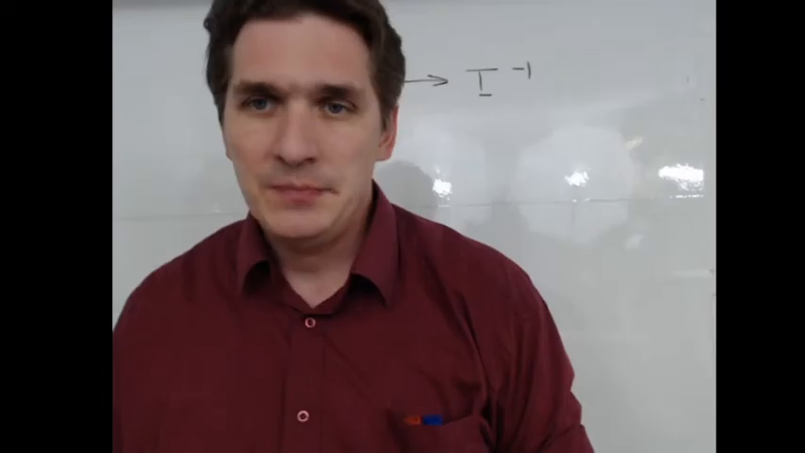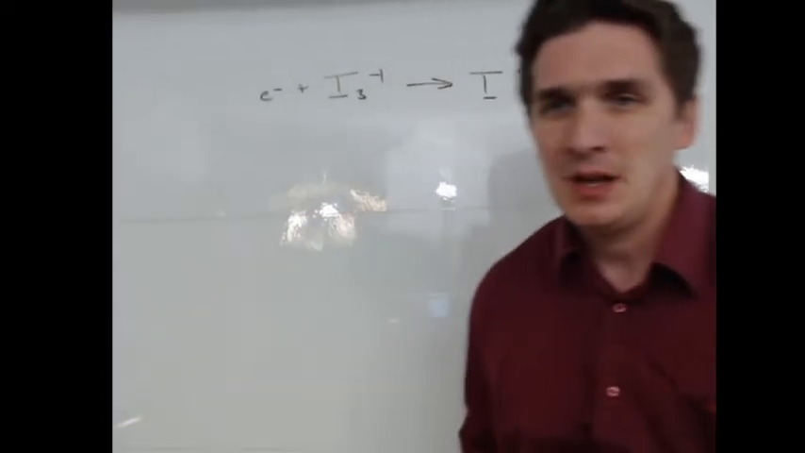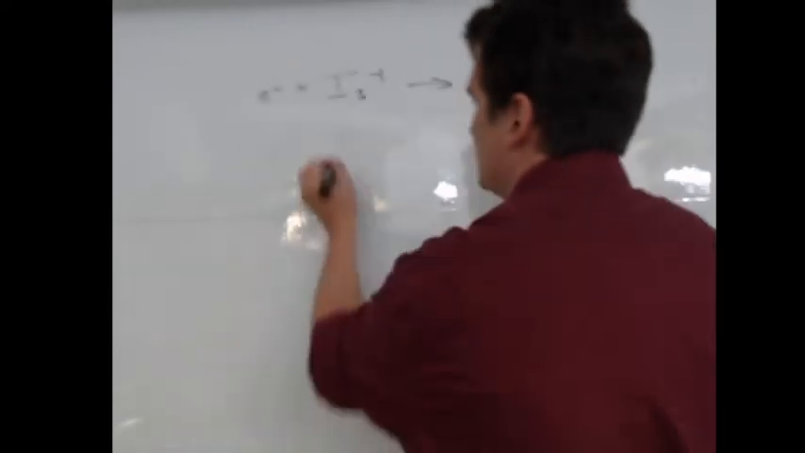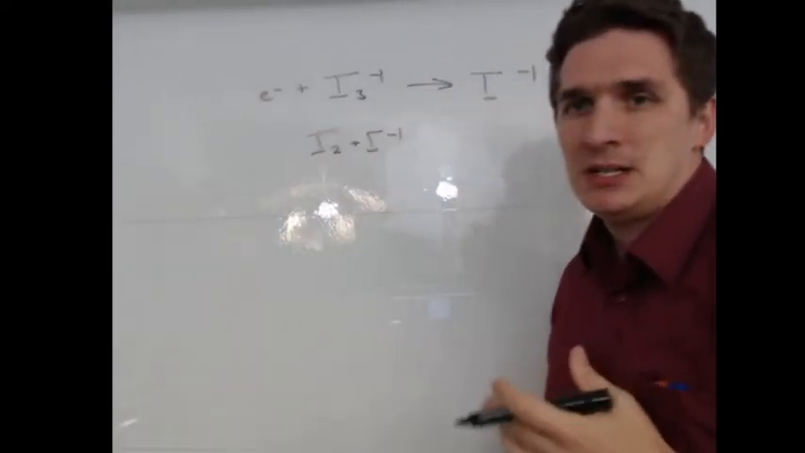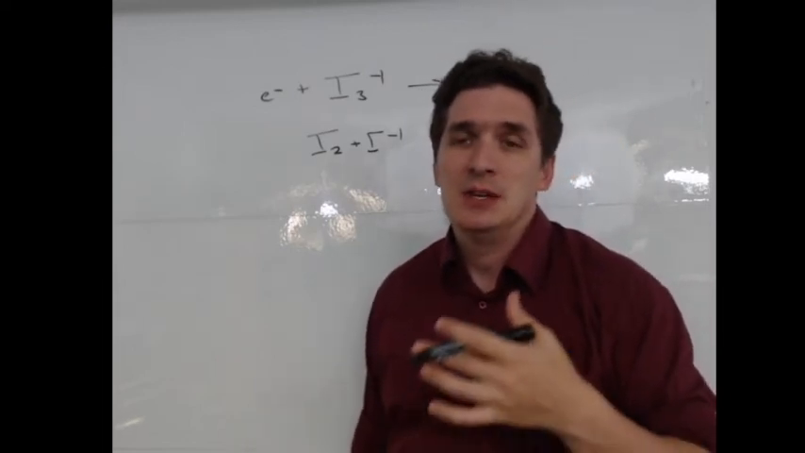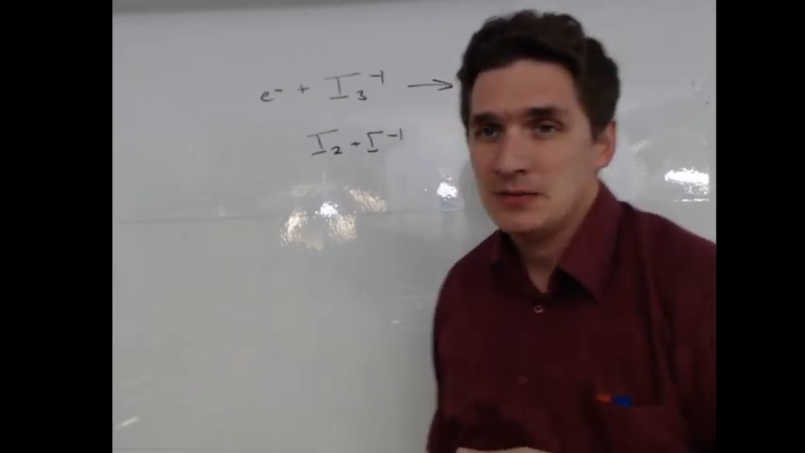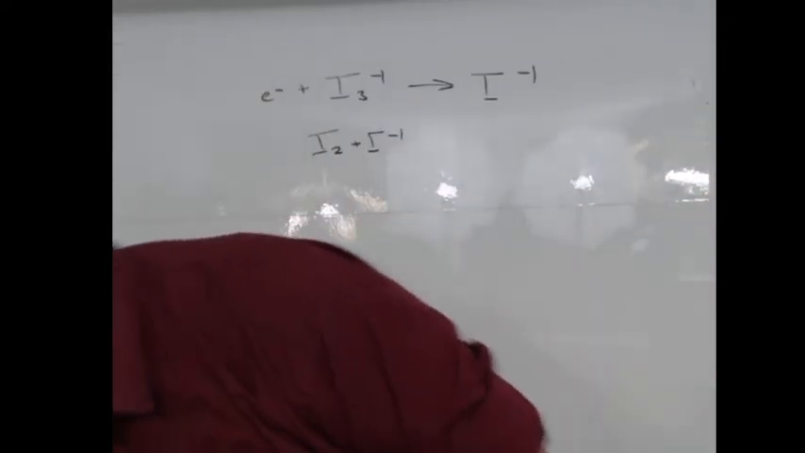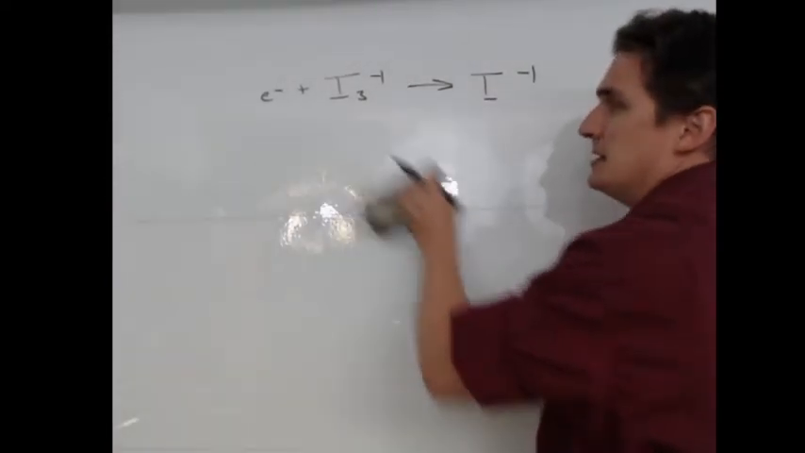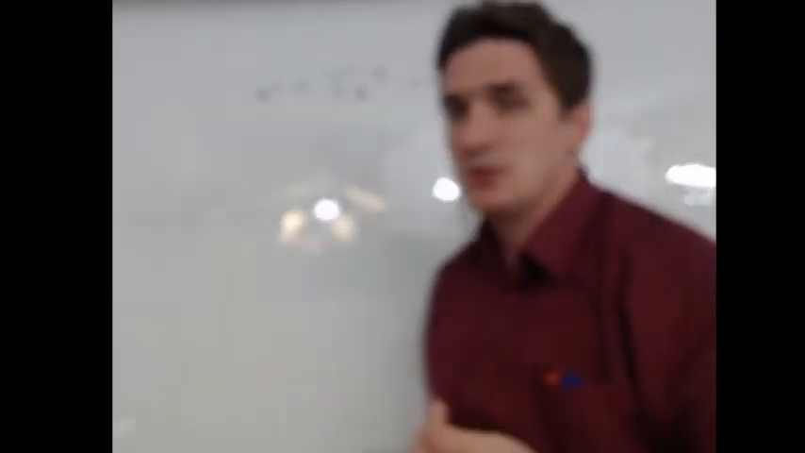So for the first one, there's a little bit of a trick with this one. Triiodide is made by taking iodine and I minus. So we actually have 2 oxidation states here. We have I2 and I minus by itself. Now, with any redox reaction, you want to balance the oxidized or reduced species first.